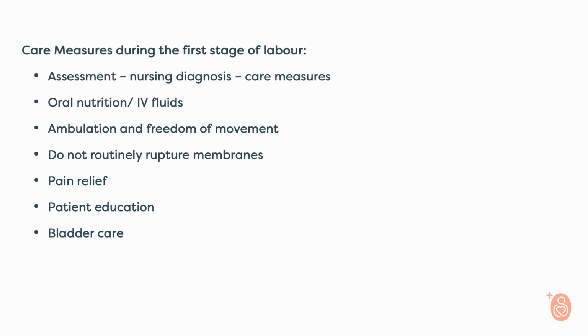This ambulation and freedom of movement is very important for this specific patient because the head is so high. She needs to move around. She needs to change her position. She needs to be in more upright positions to help for gravitation, to help the head to engage. We're not going to rupture the membrane. Still, the head is so high, there's no way that we can rupture membranes at this stage.